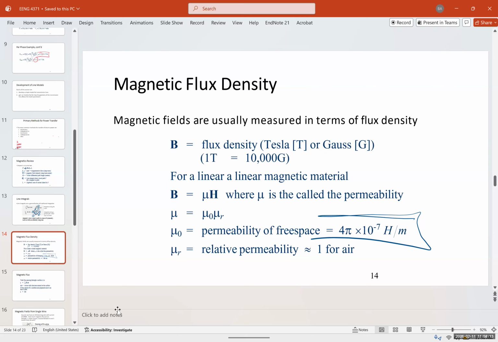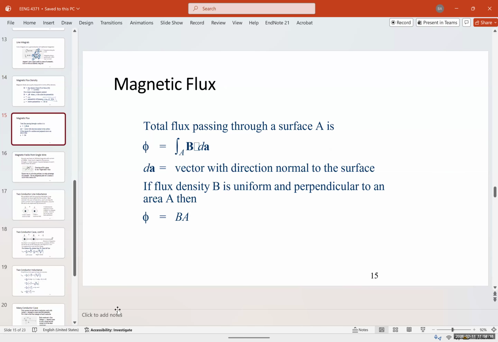If you have, I don't know, an insulator, it's going to be a little bit different. So depending on which material you're going to use, it's going to be different. Total flux passing through a surface A, phi, is going to be equal to the integral of B dA. dA is the vector with direction normal to the surface. If flux density B is uniform and perpendicular to an area A, then phi would be equal to B A. I think you had most of these in physics magnetics already.